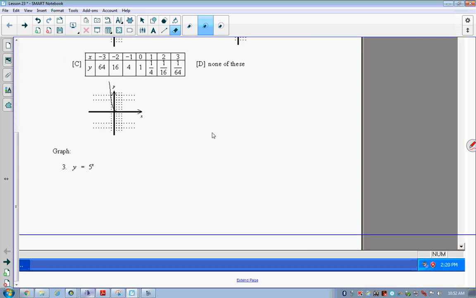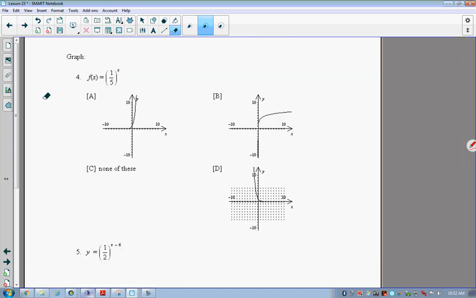3, same thing. Graph, it's going to be an exponential increase. We go on to the next portion here. If I've got a fraction to an exponent, it's going to be exponential decrease. We saw that with question number 1. Okay, it's just going to change a little bit.